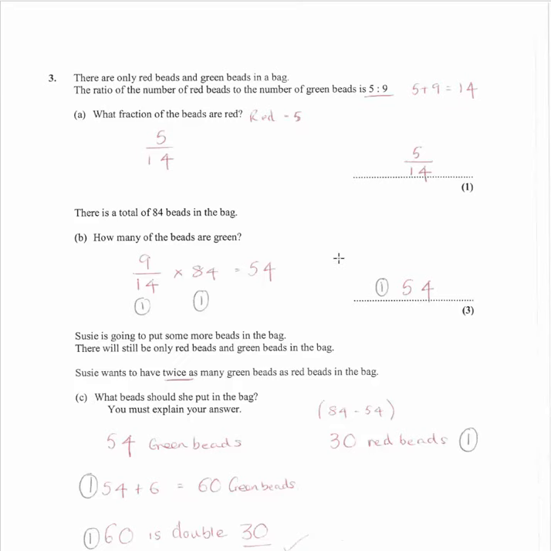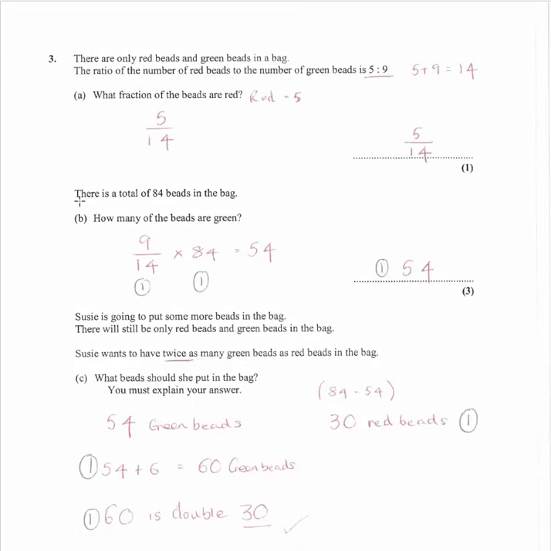So there's your fraction. Now, there is a total of 84 beads in the bag. How many of the beads are green? Well, if it's 5/14 for the red, it's going to be 9/14 for the green. Okay, so you find 9/14 of 84, and that's 54. So there are 54 green.